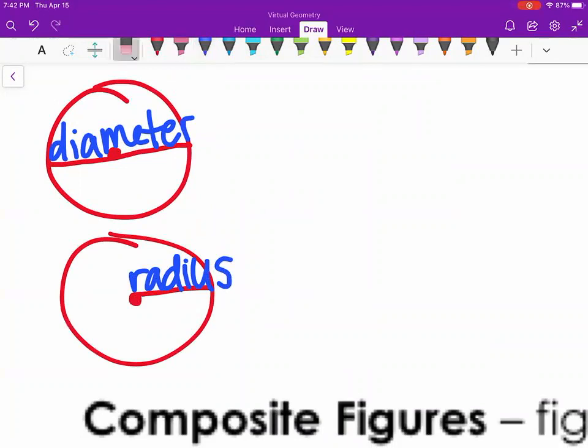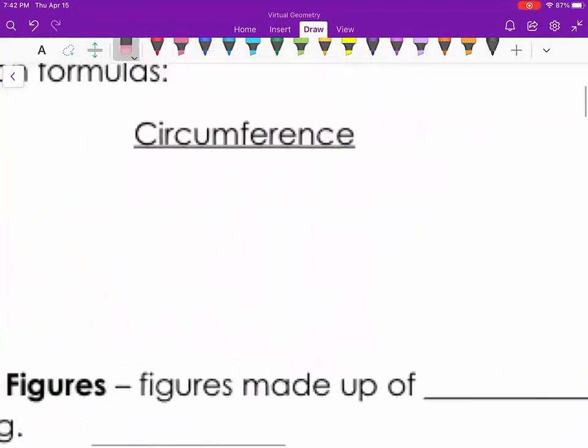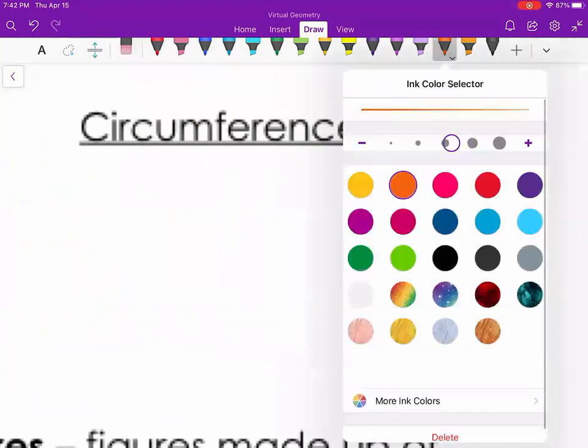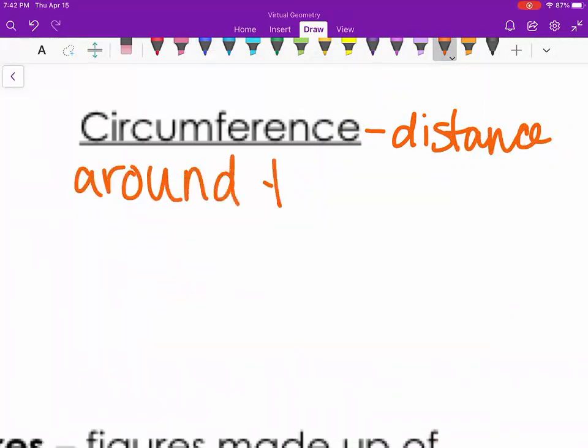So let's see what two formulas we're going to be working with. All right, so first one we're going to look at briefly is circumference. Now, circumference is basically the perimeter of a circle. But more specifically, because perimeter is coming from polygons, if we're looking at a circle, since it's not a polygon, we can't call it a perimeter. So we end up calling it circumference instead. So it is the distance around the circle's edge.